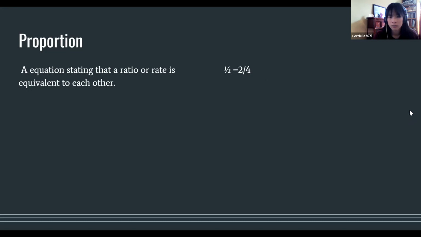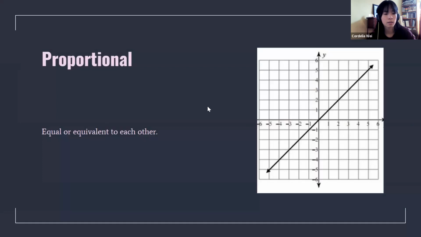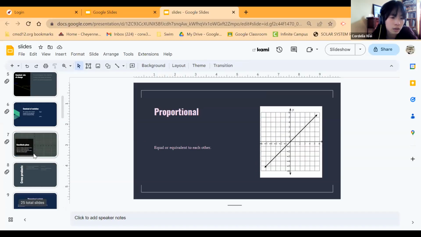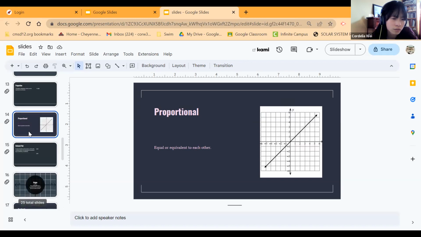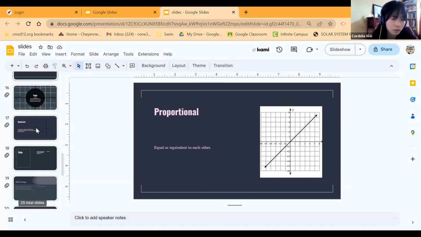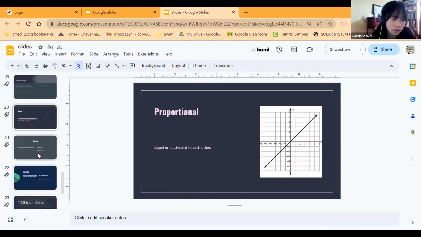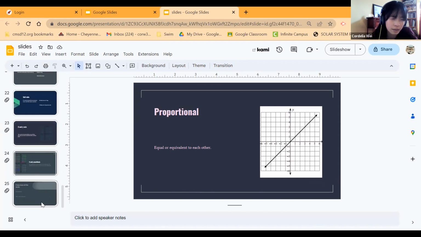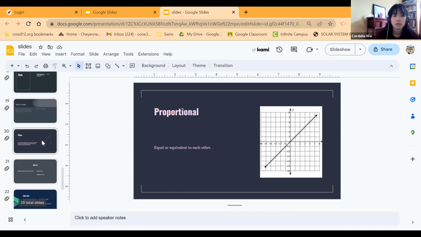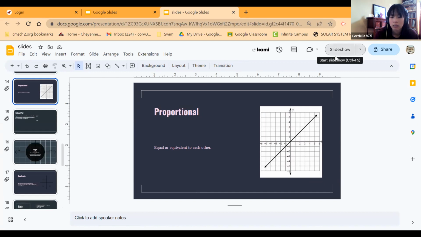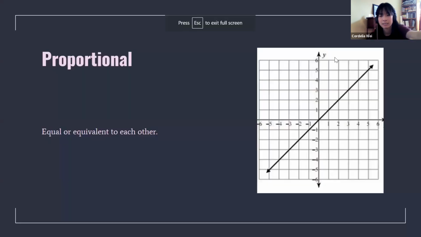Okay, next. But let me see how much slides we have more. So which slide are we on? 14. There's 1, 2, 3, 4, 5, 6, 7, 8, 9, 10, 11. We have 10 more words. I'm not getting paid enough. Okay, so yeah, just kidding.